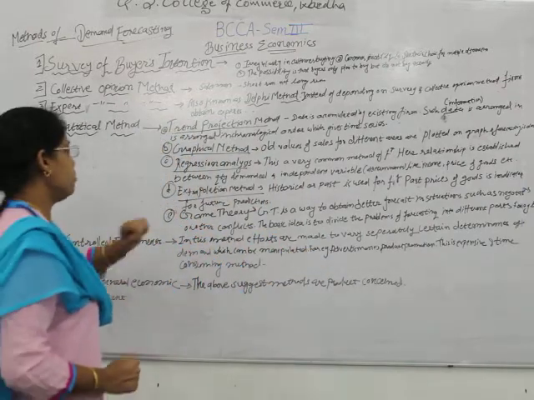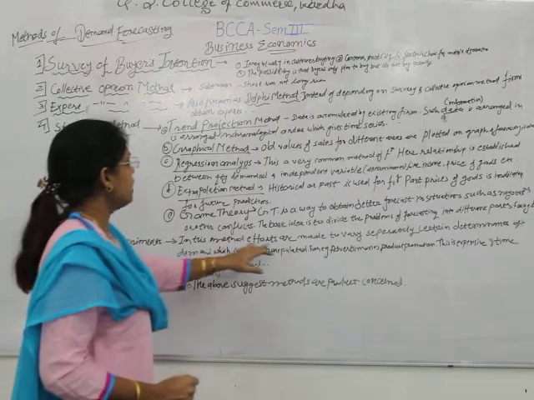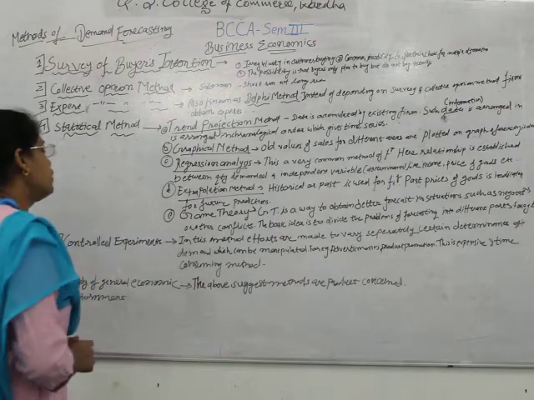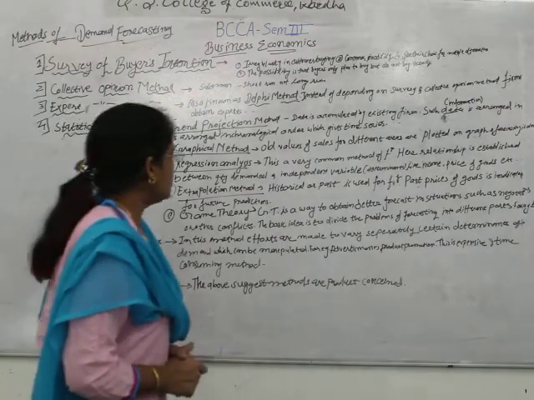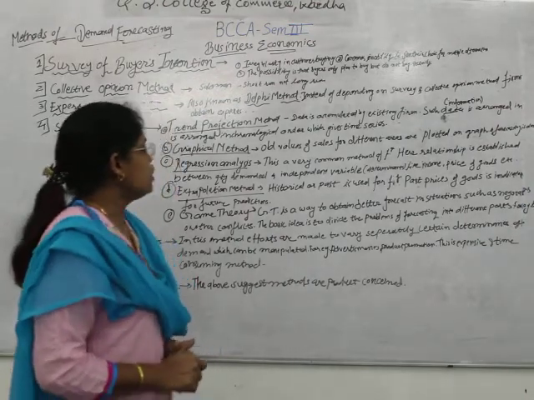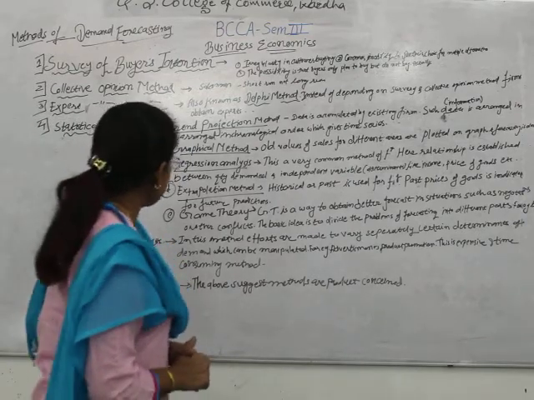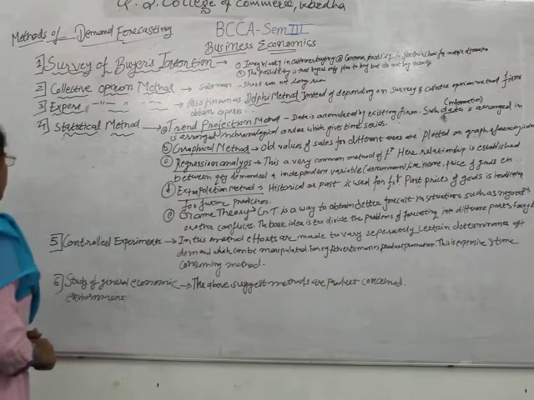Then the controlled experiment method. In this method, efforts are made to vary separately certain determinants of demand which can be manipulated. For example, advertisements, product promotion, etc. This is an expensive and time-consuming method.